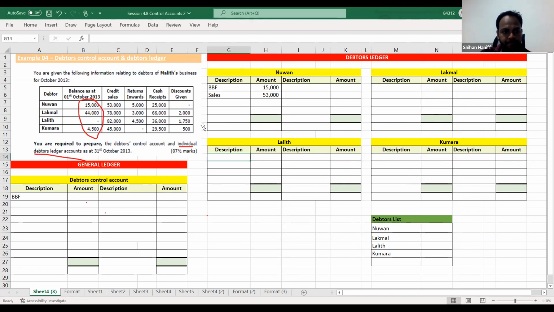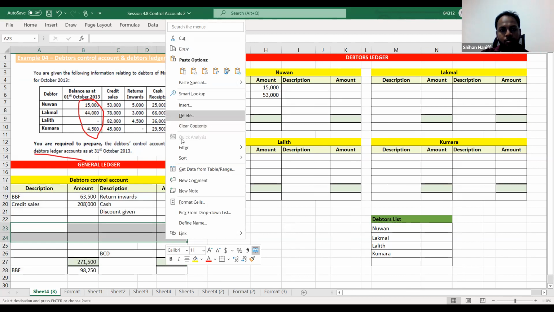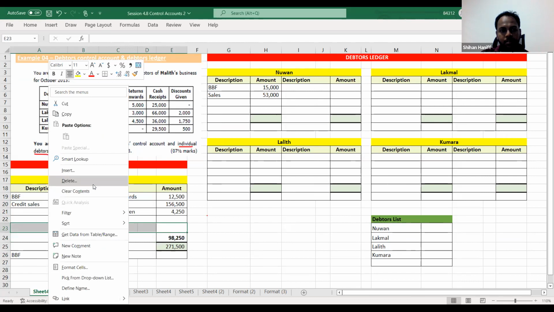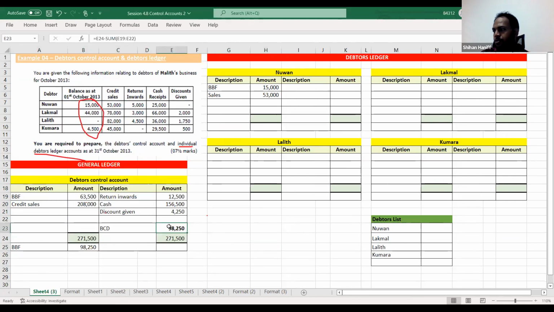Okay, so what is the total? You calculate. Debtors control account, check the answer. Are you getting 98,200? 98,250.